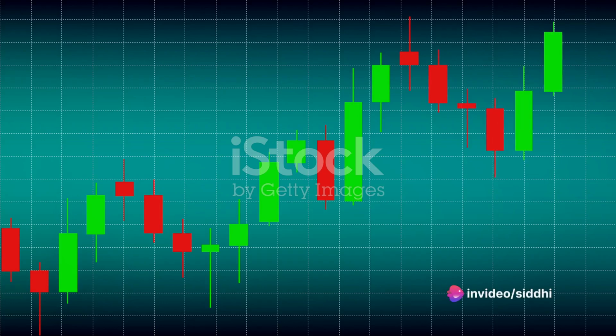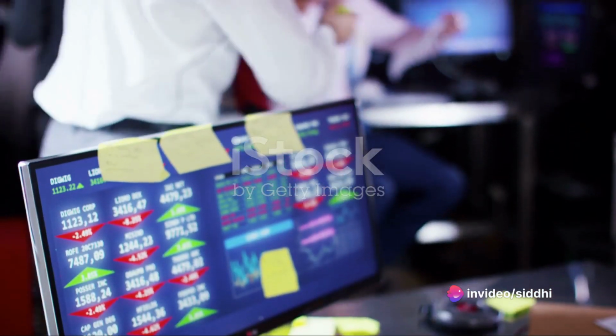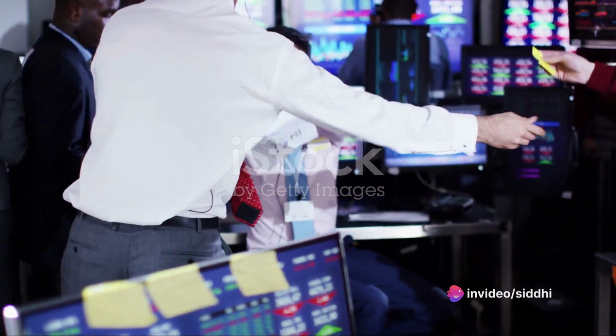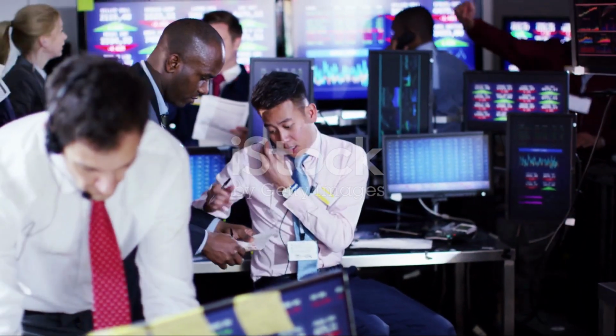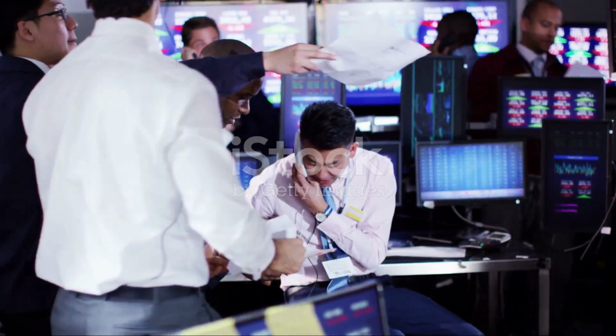Once you've found this pattern, the next step is to wait for confirmation. This comes in the form of a bullish candlestick that closes above the high of the hammer candle. This is a crucial step, so patience is key. Jumping the gun could lead to false signals and potential losses.